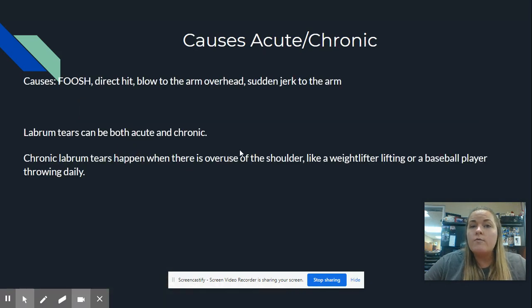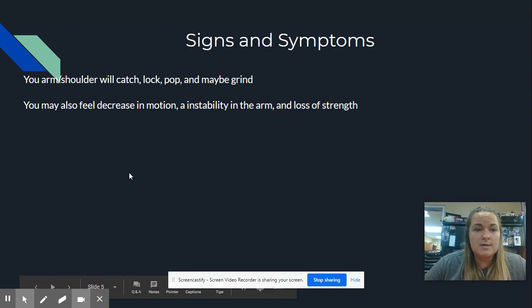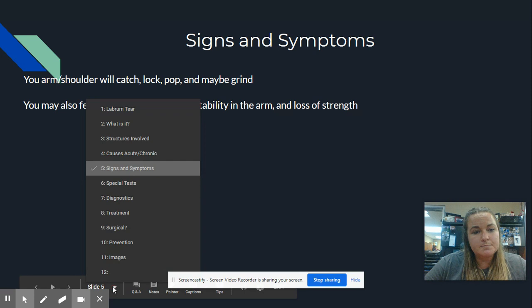Then you're going to go over whether it's acute or chronic. Hopefully you guys know the difference. If not, we can talk about that more later on. And then she also puts the causes on here. So FOOSH would be falling on an outstretched hand, and has some different ones. This injury happens to be both acute and chronic, so she talks a little bit about that as well. Then she goes into signs and symptoms, which you may feel or see with that injury.